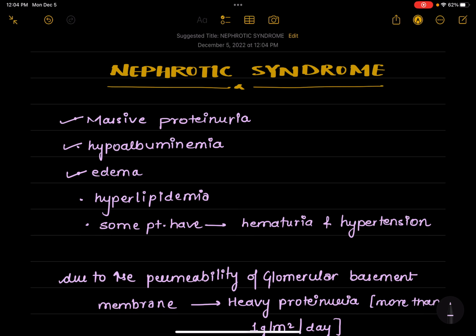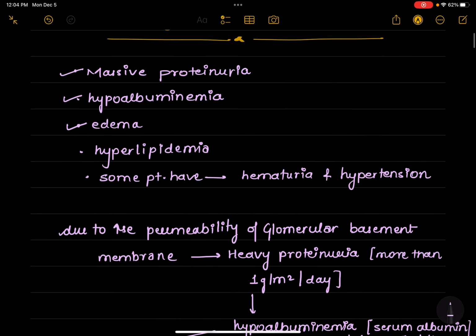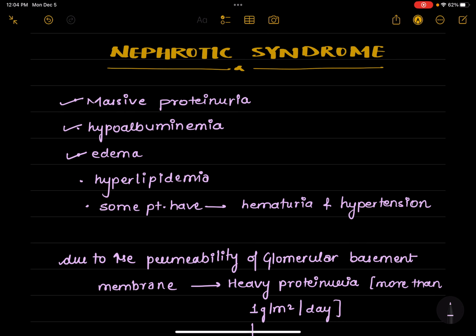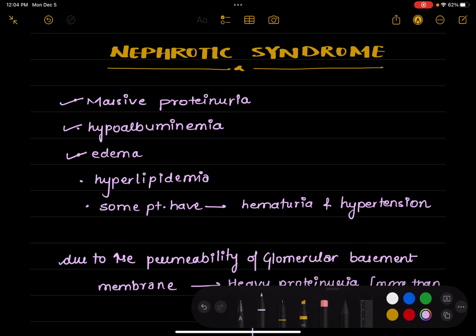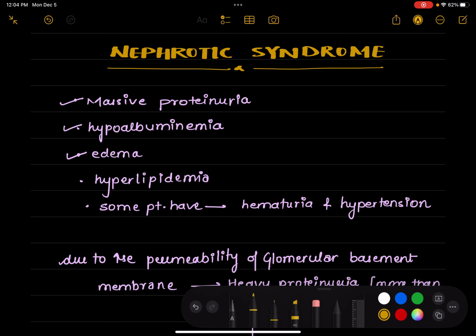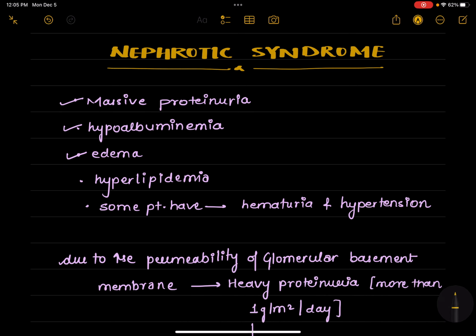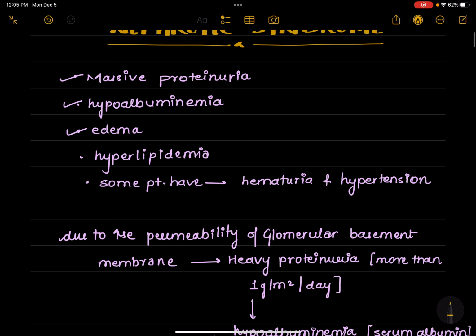Let's study about nephrotic syndrome. The characteristic features of nephrotic syndrome are massive proteinuria, hypoalbuminemia, and edema. Hyperlipidemia can be associated. Some patients have hematuria and hypertension.